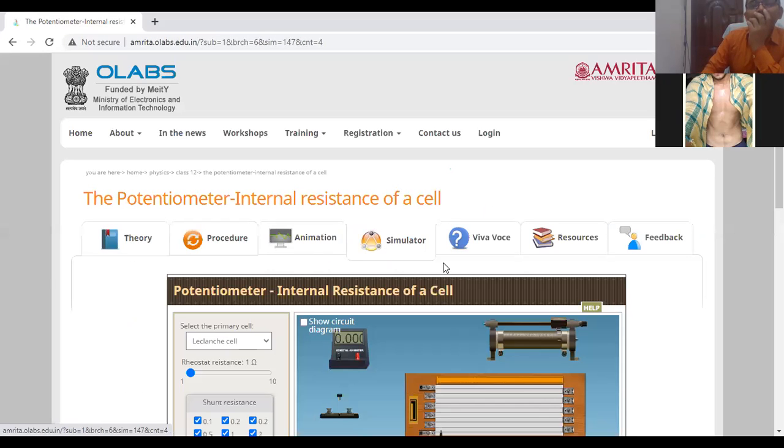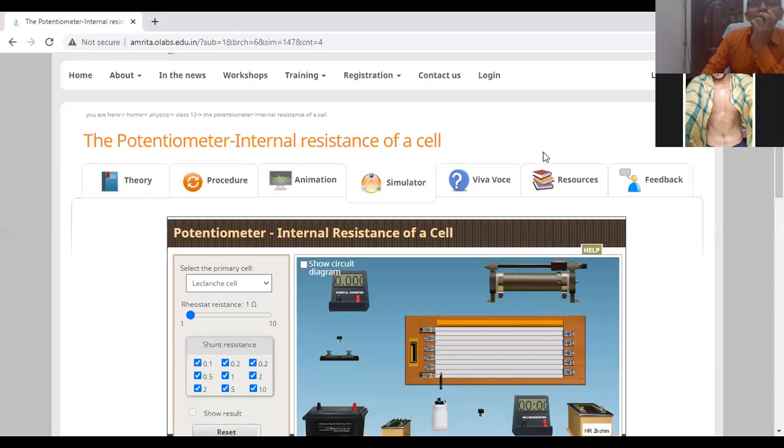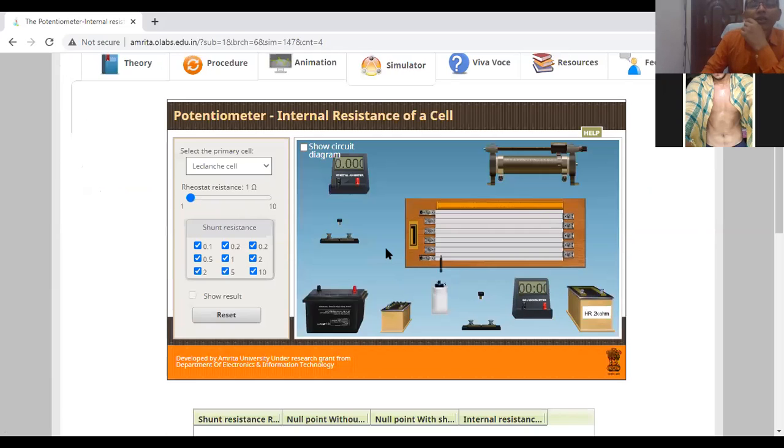You see here, this is the potentiometer. First of all, we have to make a connection. We should select first of all the Leclanché cell, as we have explained. We have selected the Leclanché cell.